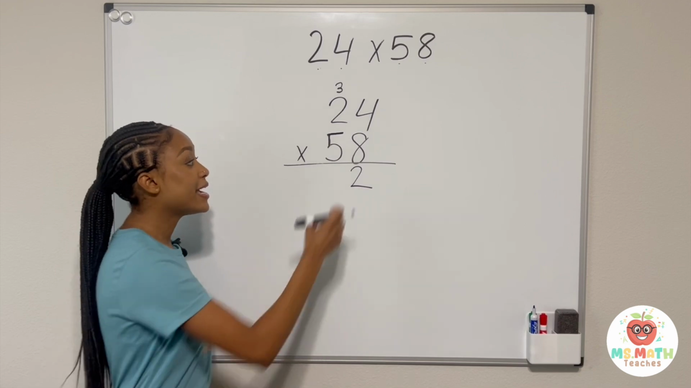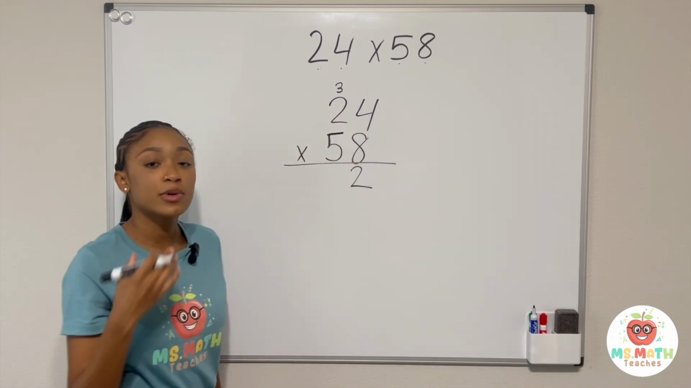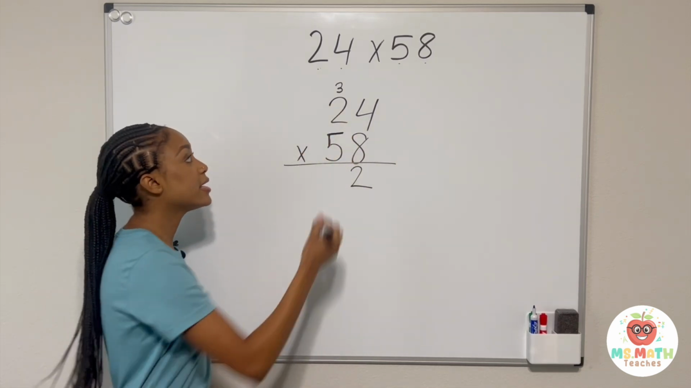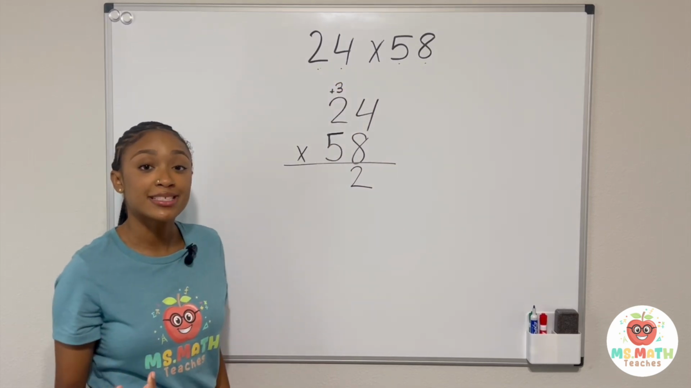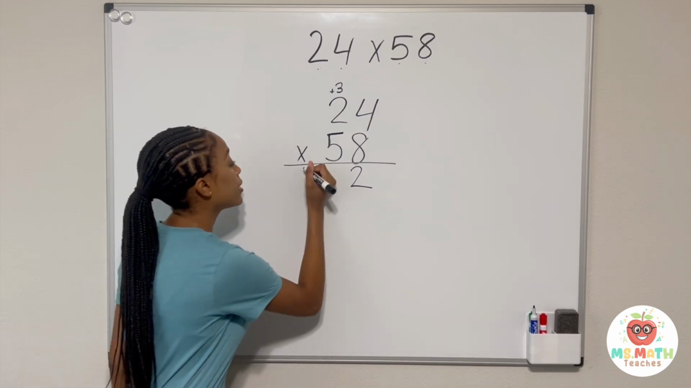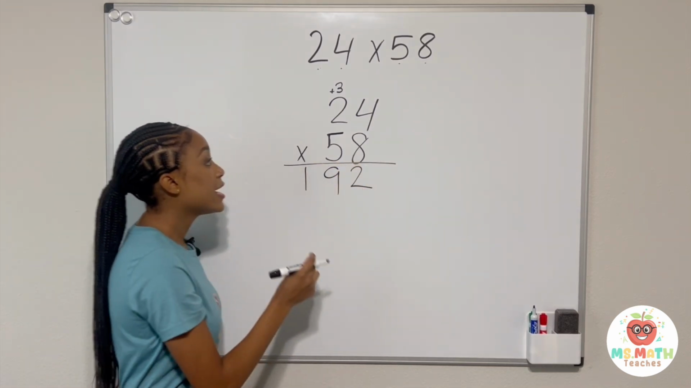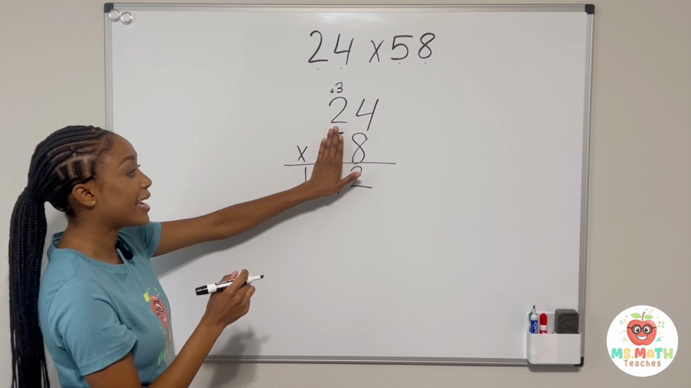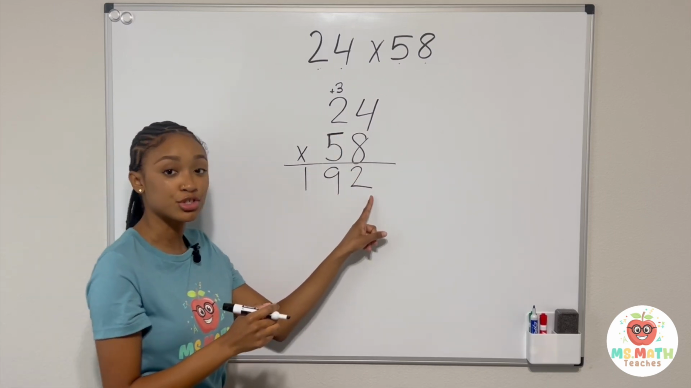My next step, 8 times 2. We know that 8 times 2 is 16, and I'm going to add 3. 16, 17, 18, 19. I'm going to put 19 underneath, and 24 times 8 is 192.